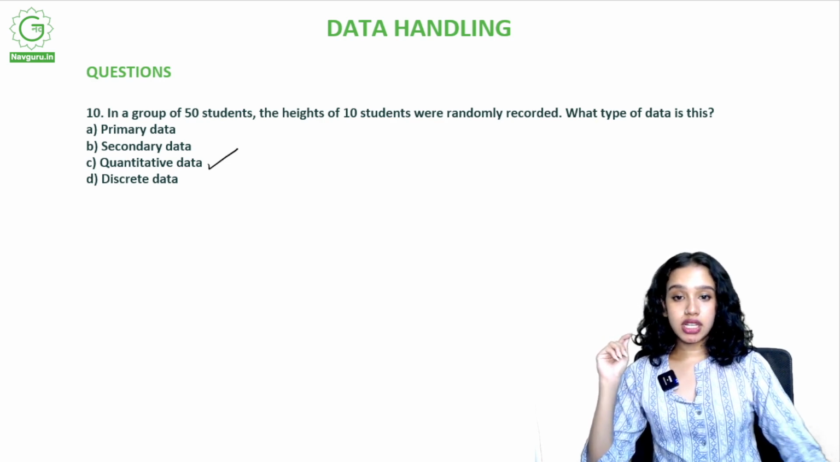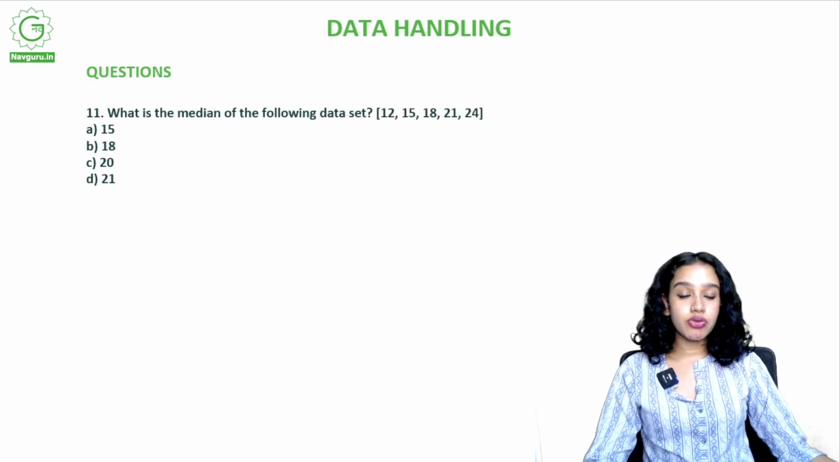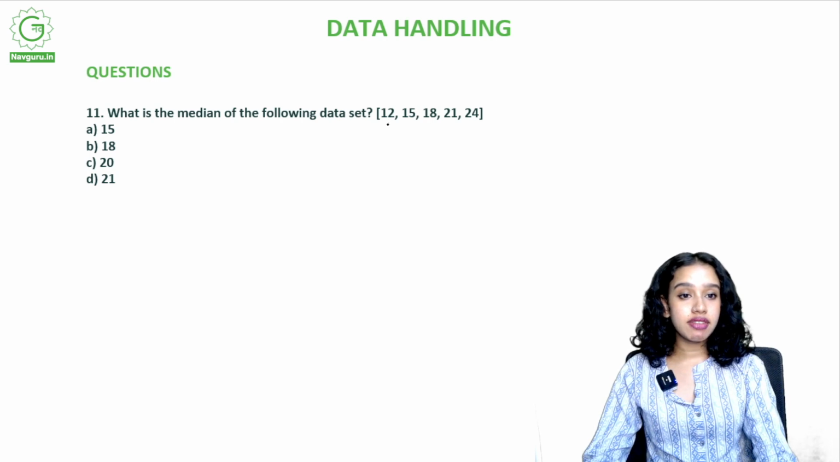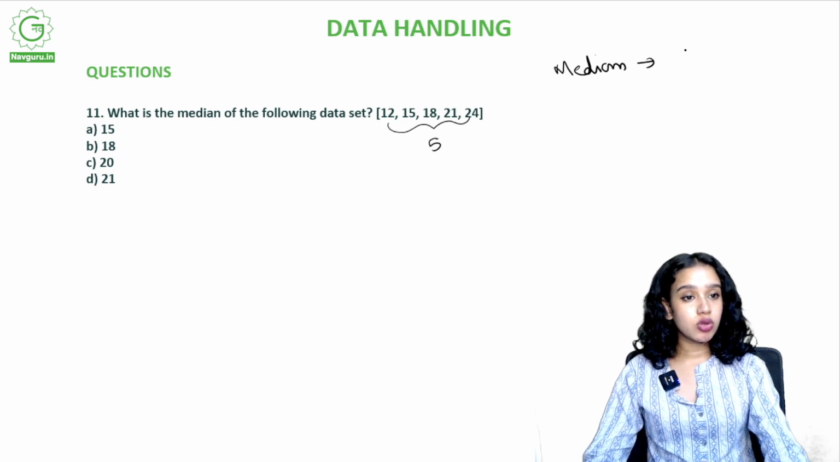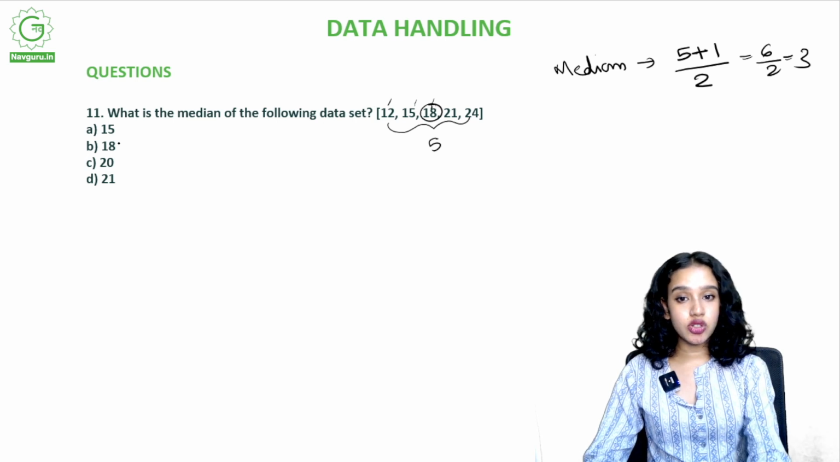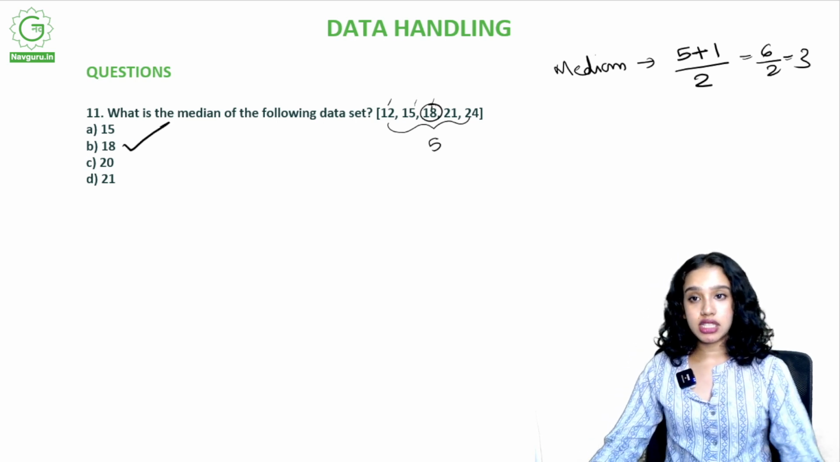Now let's move on to the next question. What is the median of the following data set? 12, 15, 18, 30, 21 and 24. Here clearly we have 5 data values. So the median is in what position? There's an equation to find this out. This is equal to the number of elements, which is 5, plus 1, divided by 2 if it's odd. So this is 6 by 2, which is equal to 3. So let's find the number in the third position. This is 18. So 18 is the median of the following set.